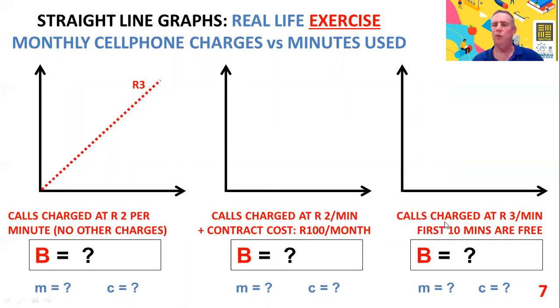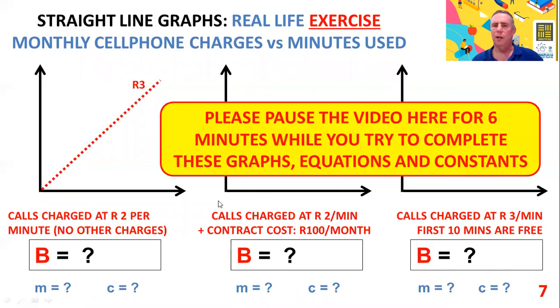And thirdly, a third scenario: if calls are charged at 3 Rand a minute, but your first 10 minutes are free. How would you graph that? Write an equation and determine the constants. Now at this stage, teachers, please pause the video here. I think 6 minutes will be quite enough to try to complete these graphs, equations, and constants. So pause the video, don't just go on to the solutions, because it's very important for you to try it yourselves before proceeding.